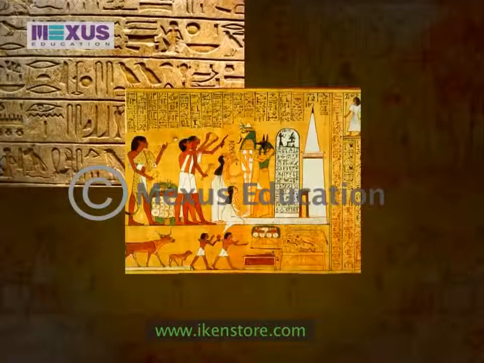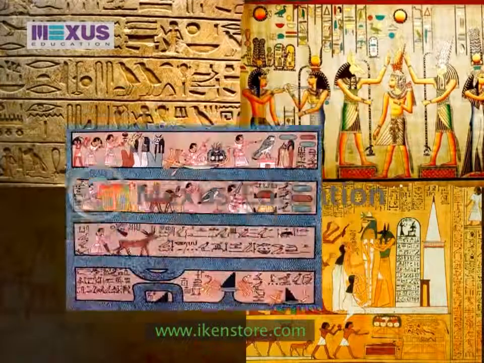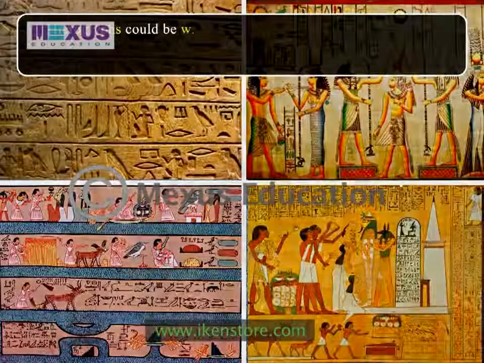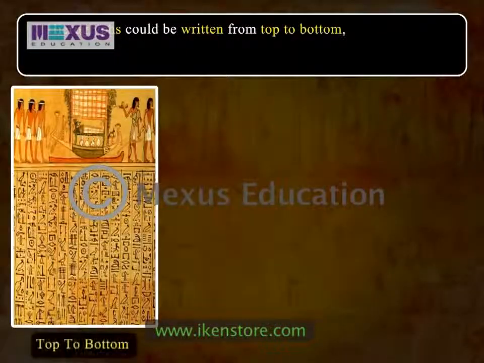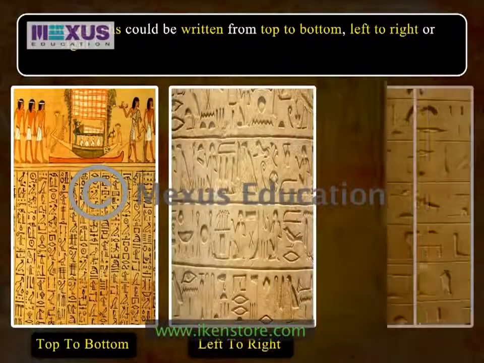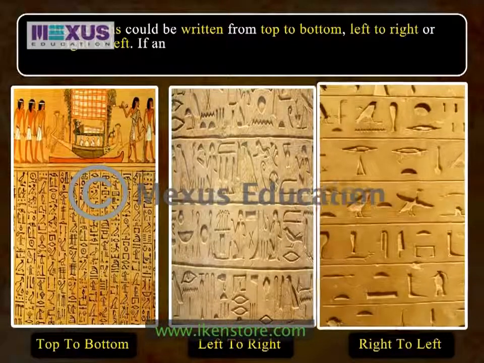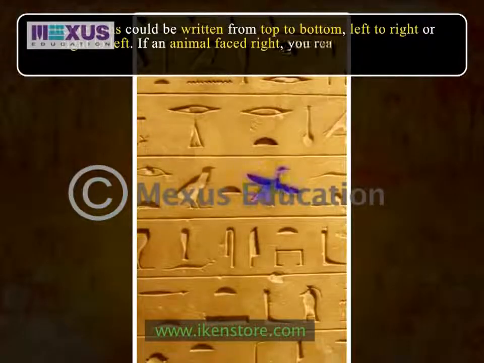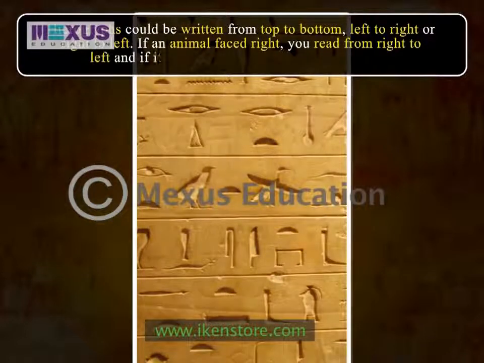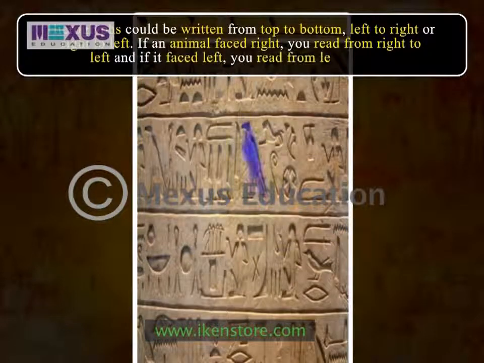There were many different ways of writing hieroglyphs. For instance, they could be written from top to bottom, left to right, or right to left. If an animal faced right, you read from right to left, and if it faced left, you read from left to right.